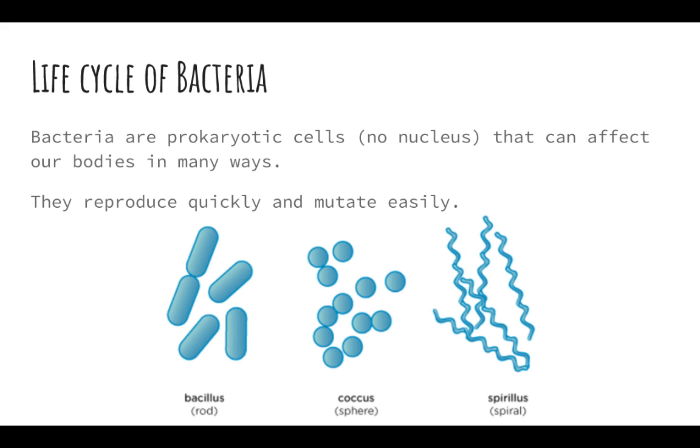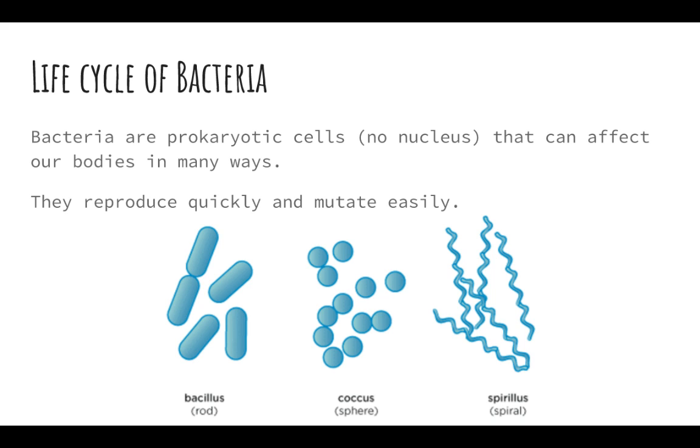First, we'll talk about bacteria. They are a prokaryotic cell. That means they don't have a nucleus. And they can do a lot of things to our bodies, good and bad, and we'll talk about that in a little bit. But there are three major shapes of bacteria.